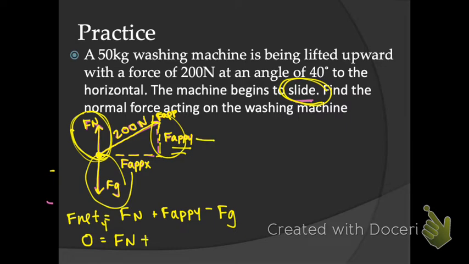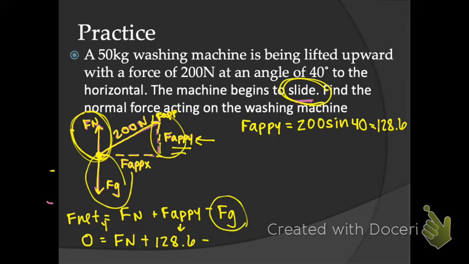F applied y, I can solve that right here, right? I would say F applied y is equal to 200 times sine of 40, right? If you don't have your calculator out, please have that out so we can get these things solved. So my applied y, I got a value of about 128.6. All right, so I'm going to plug that in right here for F applied y, 128.6.